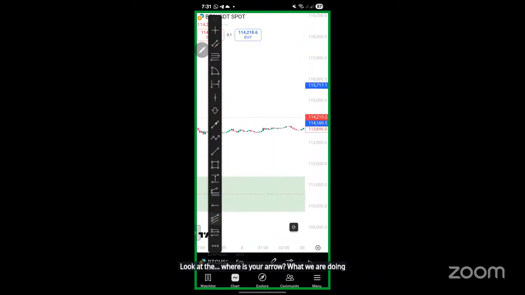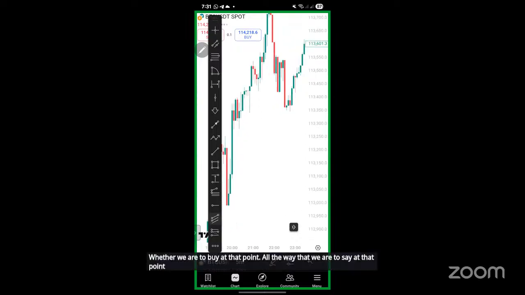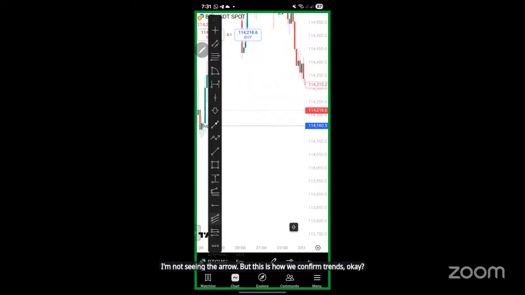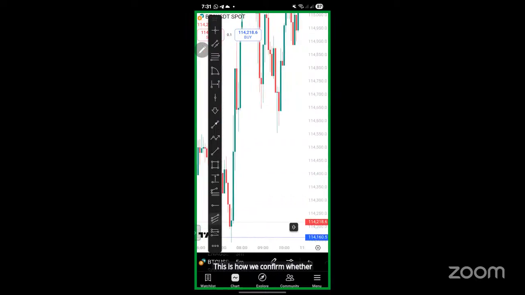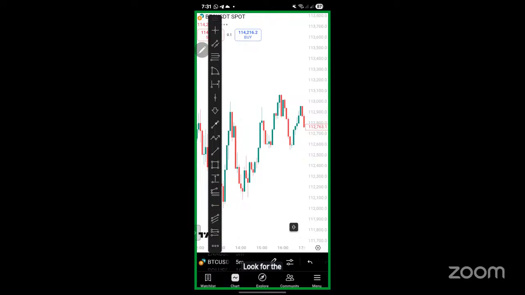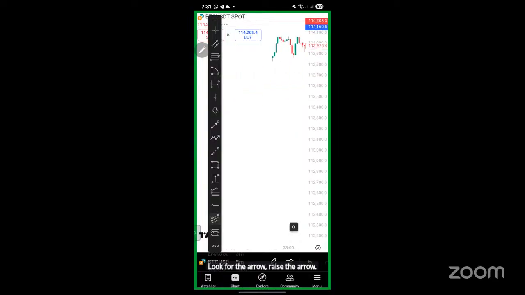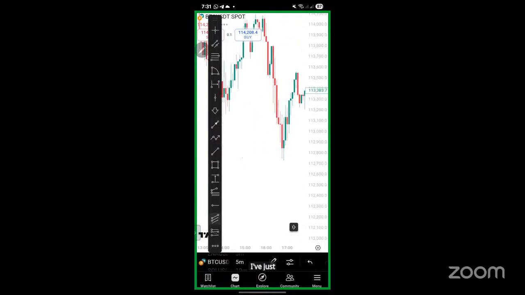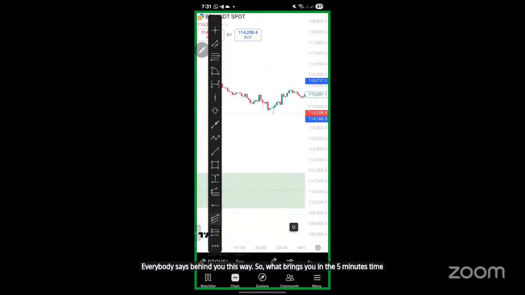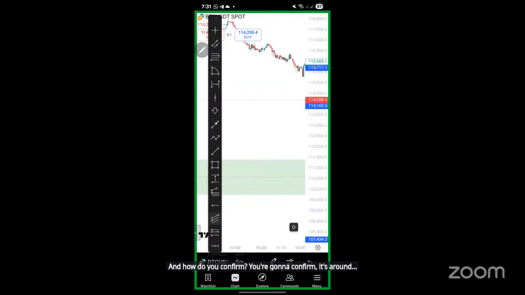What we are doing here is confirming whether we are to buy at that point or whether we are to sell at that point. I'm not seeing the arrow, but this is how we confirm trends. This is how we confirm whether we have to buy or sell. You look for the arrow. It is behind it this way. So what brings you in the 5 minutes time frame to confirm? And how do you confirm? Where is that arrow?